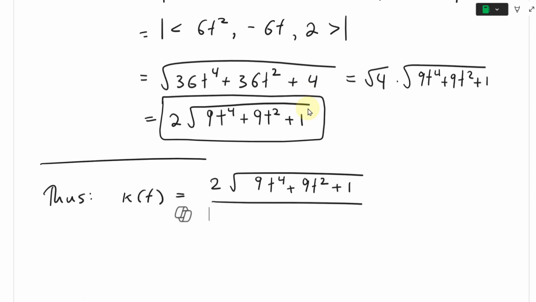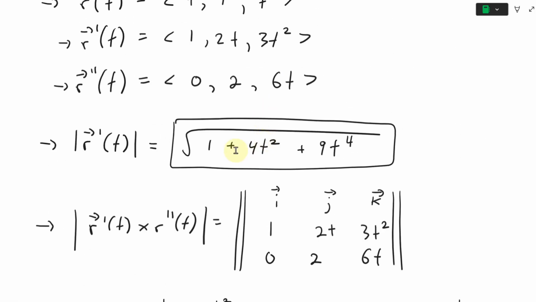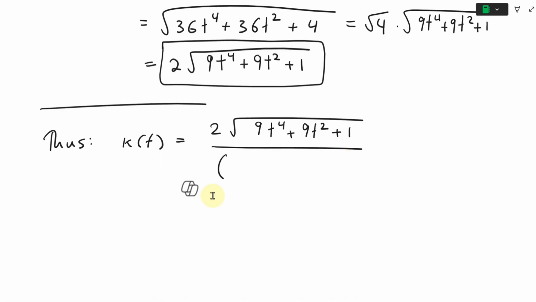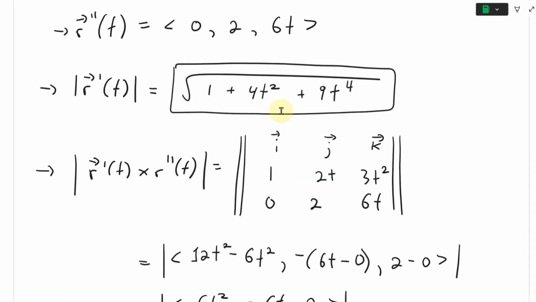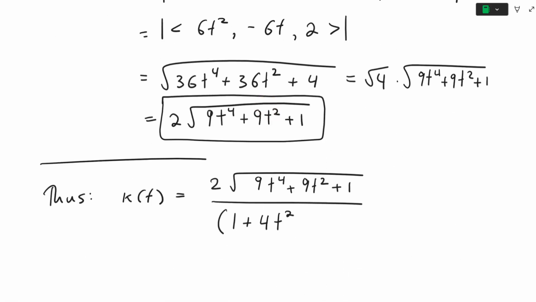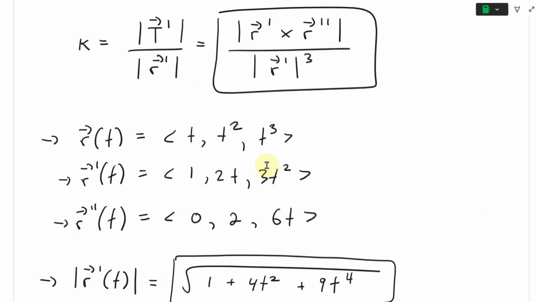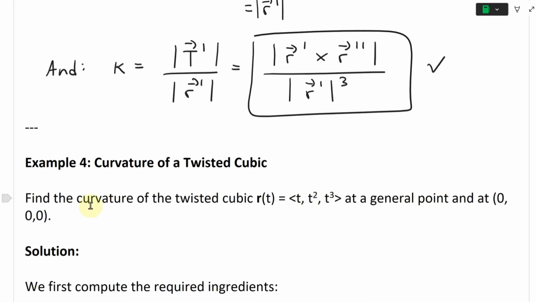So that's going to equal, put a bracket like that, 1 plus 4t squared plus 9t^4, all to the power of 3 over 2. Whoops, my computer just fell down. But anyways, that is our curvature. That's our curvature formula, at a general time t, or general point.